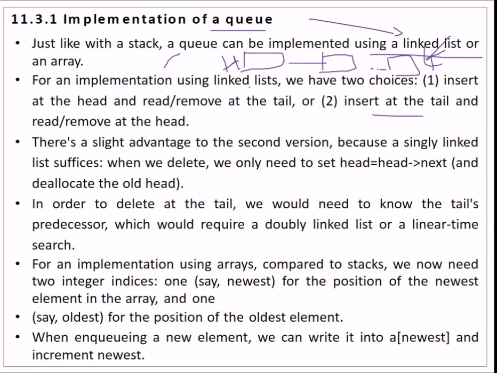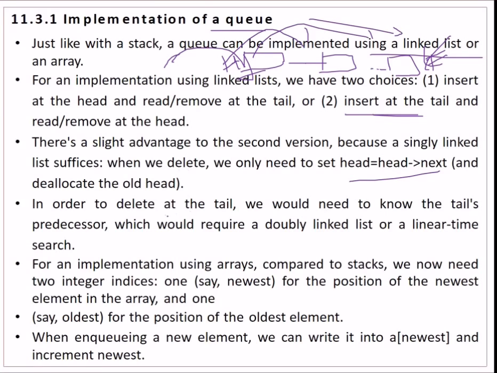Or the second option is you can add at the head and remove at the tail. The data structure will still follow the soul of a queue, but for implementation purposes you can do either. But the first type, inserting at the tail and removing at the head, has an advantage, because a singly linked list suffices when we delete. We only need to set head equal to head next and deallocate the old head.